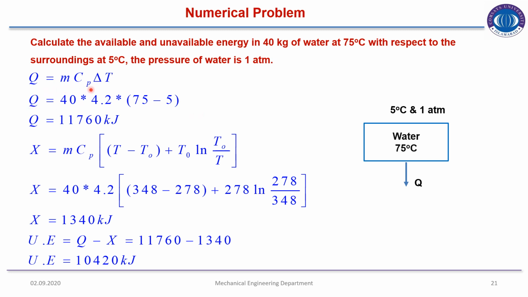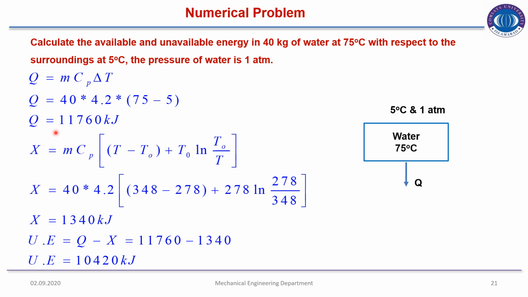So Q is equal to m Cp delta T. That is the relation we have already known. The difference of temperature is 75 minus 5 degrees centigrade. As that is a difference, we don't need to convert it into the Kelvin scale, because the difference in Kelvin and centigrade is the same.